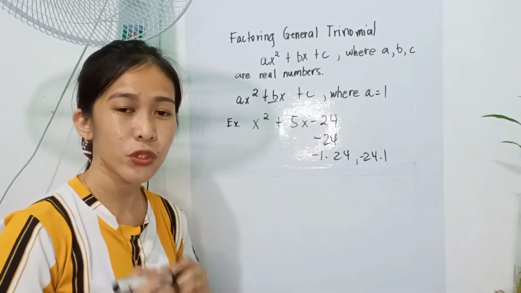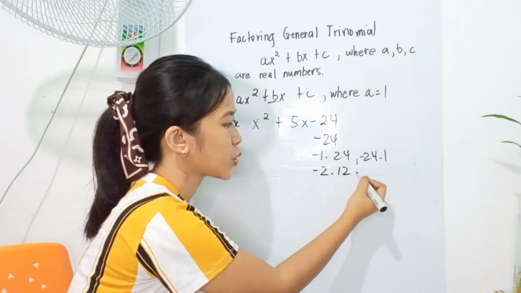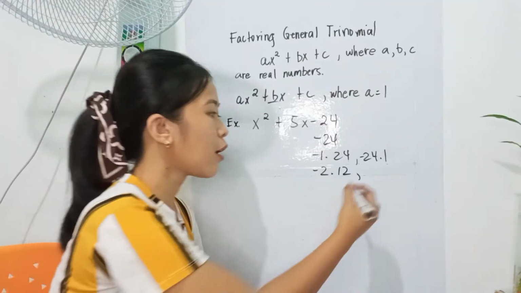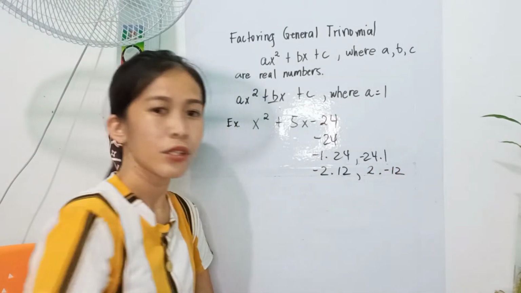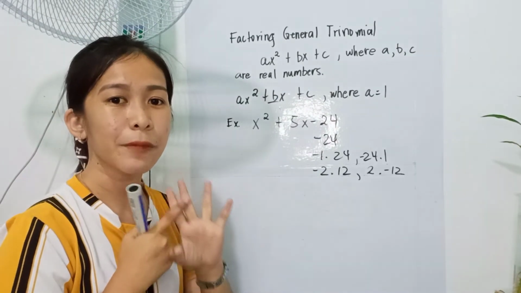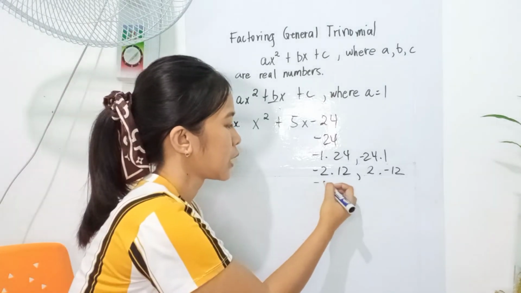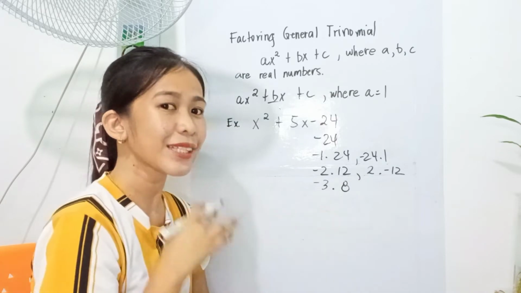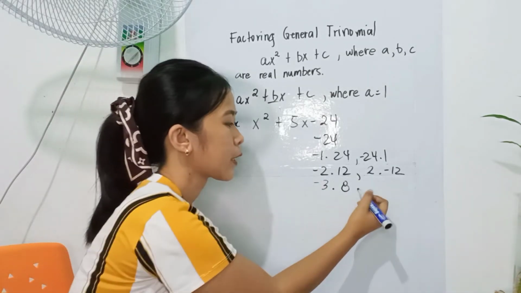We have, of course, 12. Tama? Okay, negative 2 times positive 12. Kasi negative 2 times 12 is negative 24. Also, we have positive 2 times negative 12. Next is 3. Ano pwedeng i-multiply kay 3 para negative 24 ang sagot? Of course, we have negative 3 times 8. Tama? 8 times 3 is 24. Or 8 times negative 3 is negative 24.